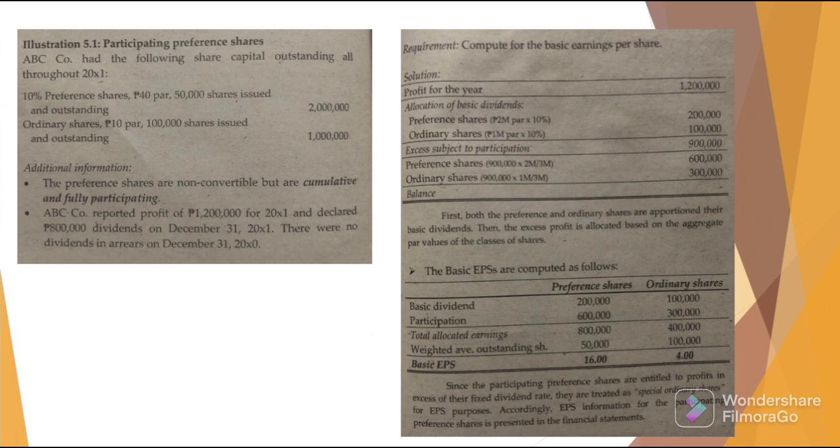Sinabi dito na yung preference share is cumulative and fully participating. Ayun na nga. Sinabi sa given na participating yung preference share natin. ABC Co reported profit of 1.2 million for 2021 and declared 800,000 dividends on December 31, 2021. There were no dividends in arrears on December 31, 2020. Requirement, compute for the basic earnings per share. As you can see, medyo komplikado yung solution natin kumpara sa mga naunang illustration.